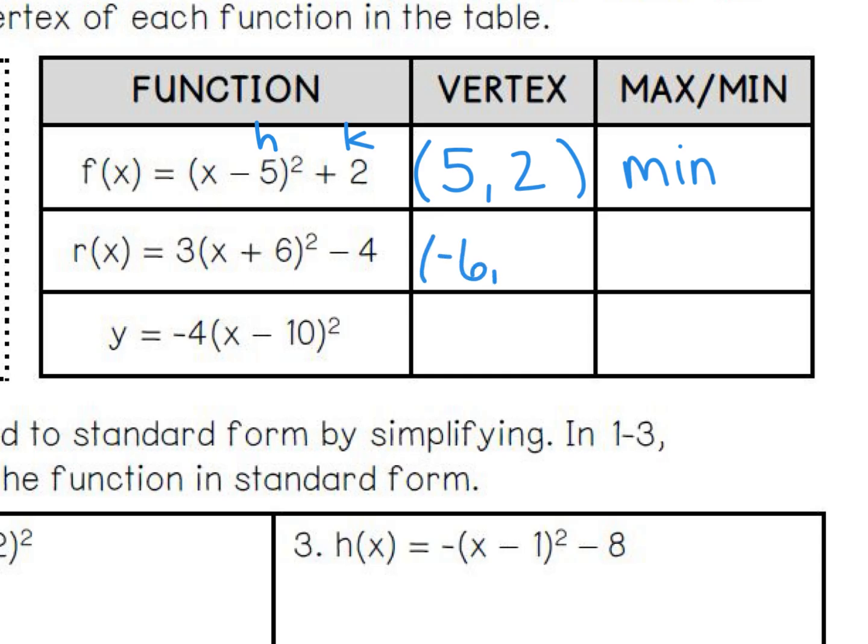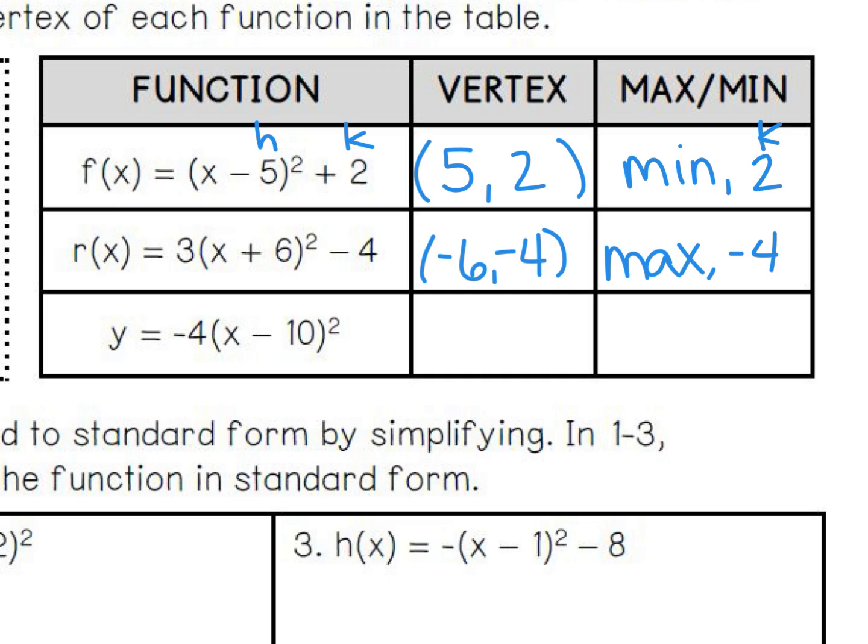Negative 6, negative 4. That's a max. And it's going to be a max. Just as a refresher, it's been a while since we did it. The min and the max value will be the k. So we could say the min value, and that's where we looked at with the range the other day, right? 2 and negative 4. That would be part of your range.